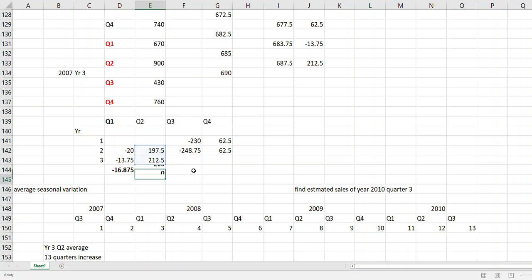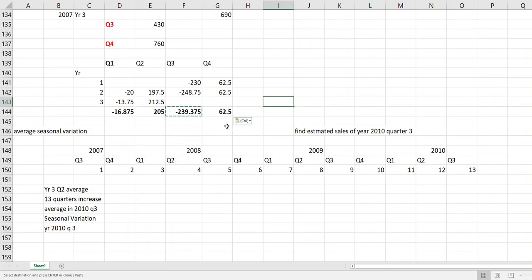This data is also 2. If the data is 3, divided by 3. If it is 4, divided by 4. So it will give you that average. So this is 2 as well. This is 2 as well. So now these are seasonal variation.